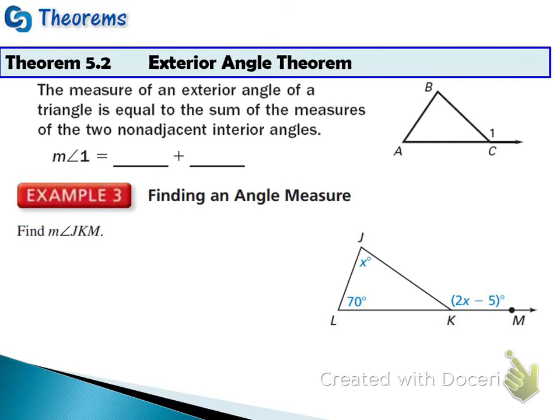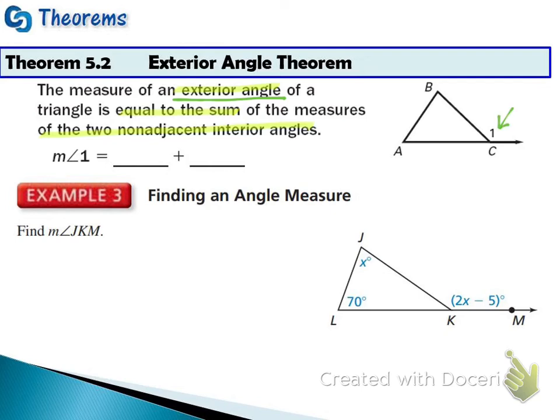I want you to take your highlighter and highlight what I highlight. The measure of an exterior angle is equal to the sum of the measures of the two non-adjacent interior angles. I'm going to break it down for you, obviously, and then I'm going to show you with what you already know. So first of all, which of these is the exterior angle?